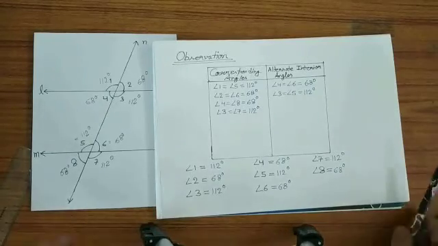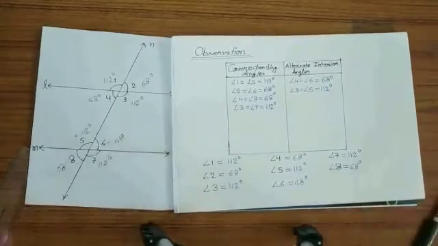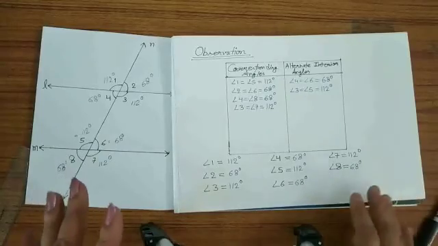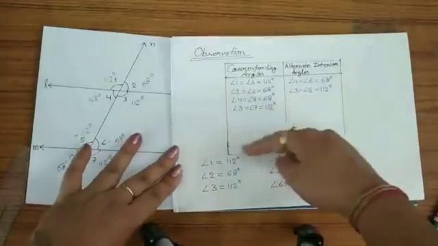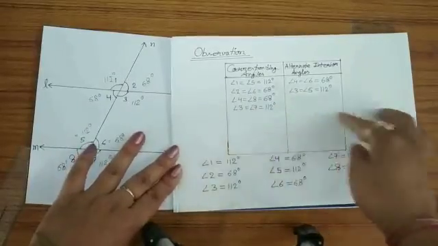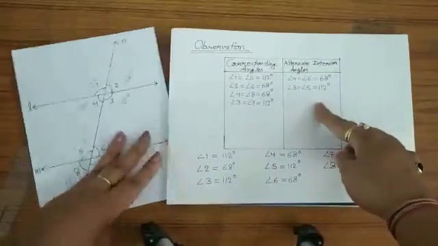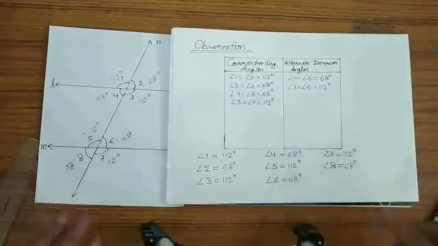Hope so, students. Now with the help of this activity, it is clear to everyone that when two parallel lines are cut by a transversal line, each pair of corresponding angles will always be equal, and also all its alternate interior angles will be equal.